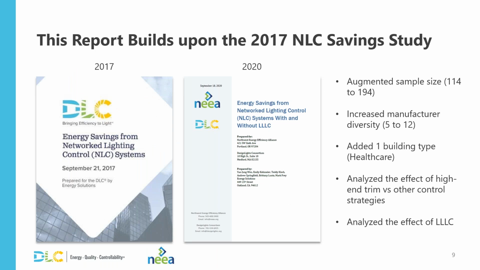This report builds upon the 2017 study published by the DLC. So what's new this time? This study utilized all of the 2017 data and expanded the project sample size, more manufacturer diversity with an increased representation of NLC systems with LLLC, and added data sets from healthcare sites. There is also a separate analysis of High-End Trim versus other control strategies, and as the title goes, a separate analysis of LLLC effect.